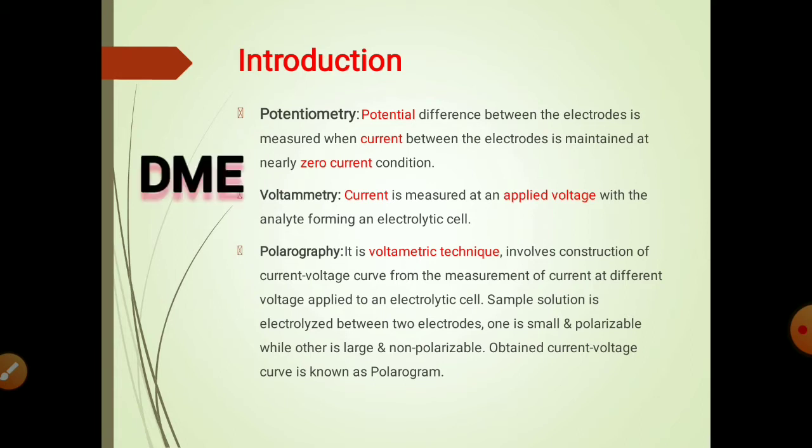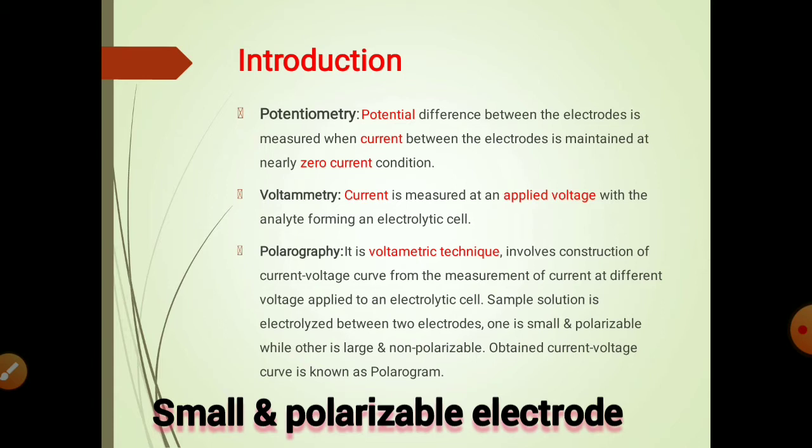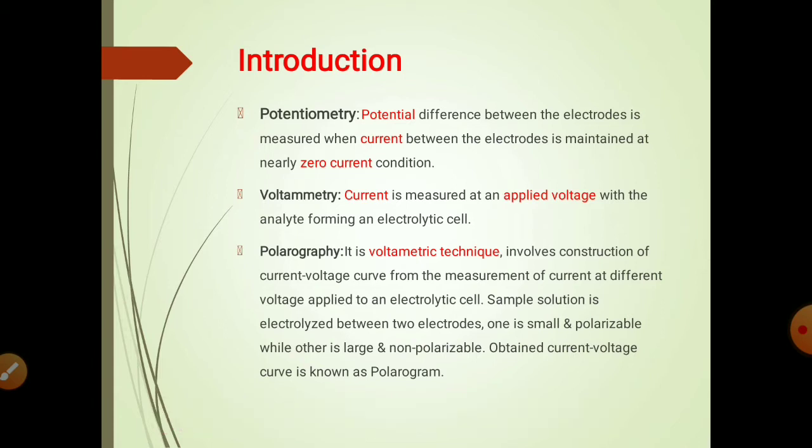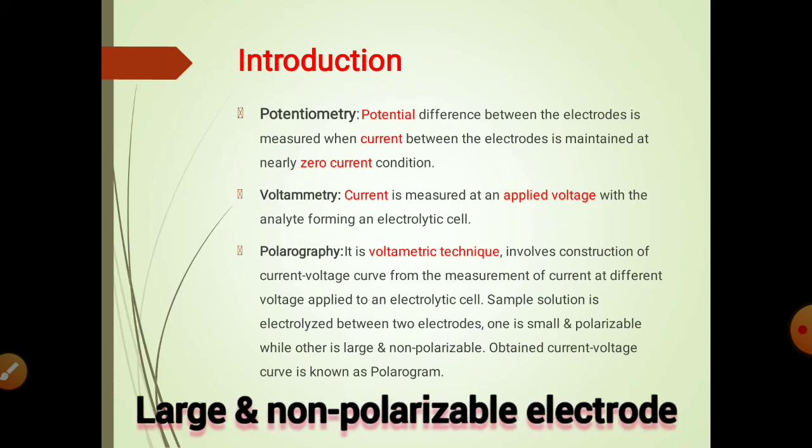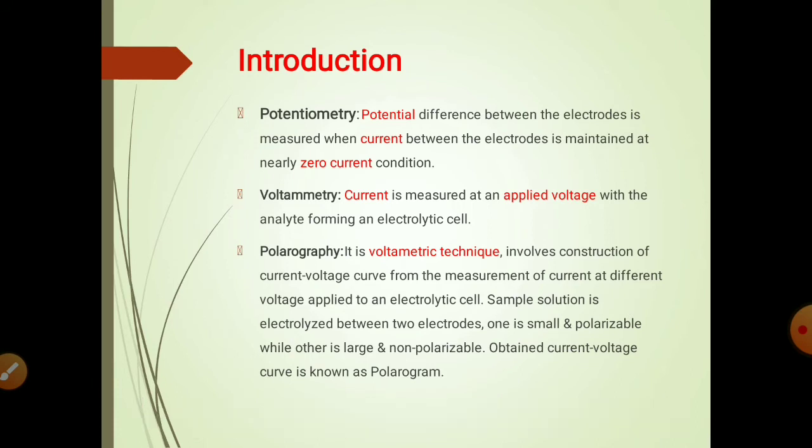The dropping mercury electrode, which is also called a DME, is a small and polarizable electrode which works as a cathode, and the sample reaction occurs at this electrode. The other electrode, which is large in size and non-polarizable, is either a secondary reference electrode like a saturated calomel electrode, which is called an SCE, or a pool of mercury. Let's say when a voltage is applied to a solution of a metal ion, the reduction of the metal ion at the dropping mercury electrode occurs. So this is all about polarography.